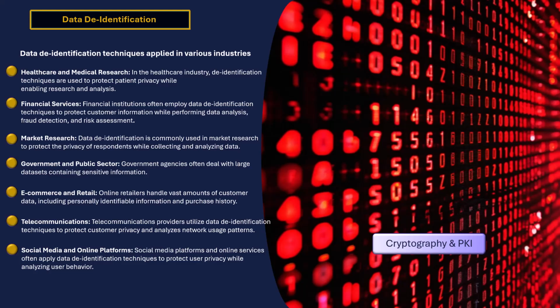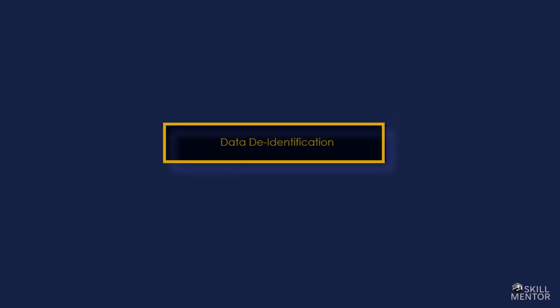The purpose of data de-identification is to enable the use and sharing of data while at the same time minimizing the risk of privacy breaches or unauthorized access to personal information. That completes this data de-identification video.